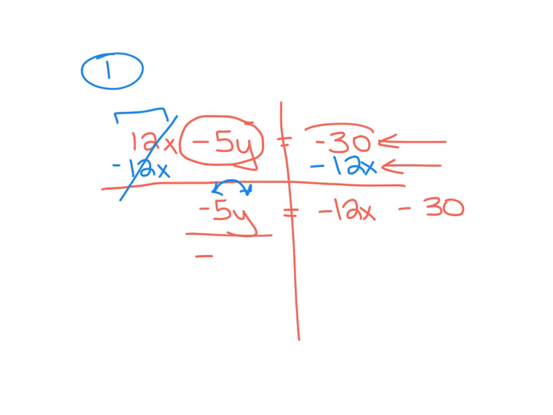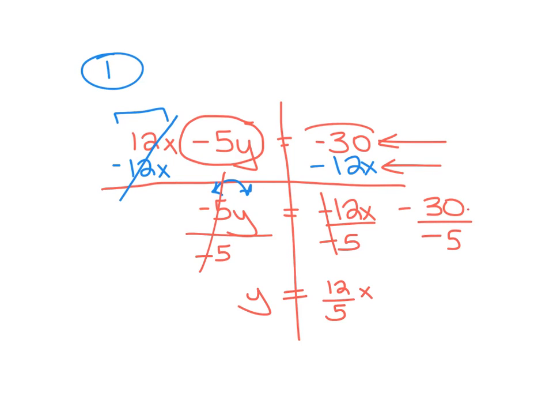So what I said was that we were going to divide everything by -5. And then I'm going to simplify if I can. So -5 divided by itself is just going to cancel. So I'm left with y equals. Remember, when I divide negatives, they cancel out. So I have 12 over 5x, which is my slope. So I leave that as an improper fraction.